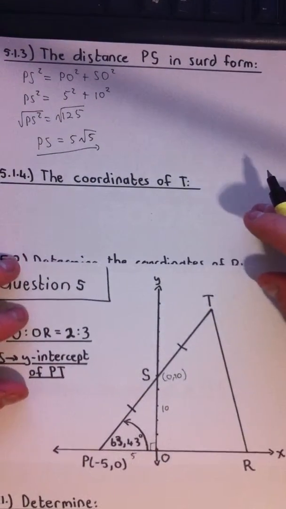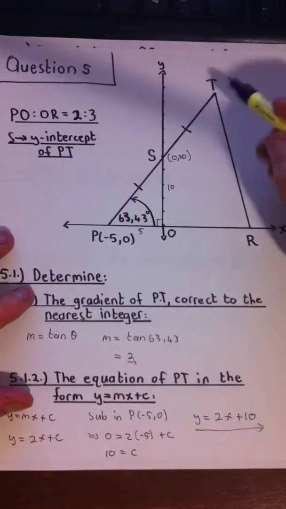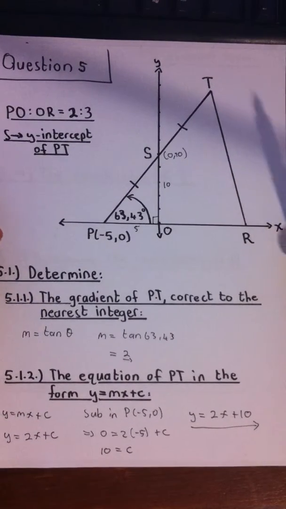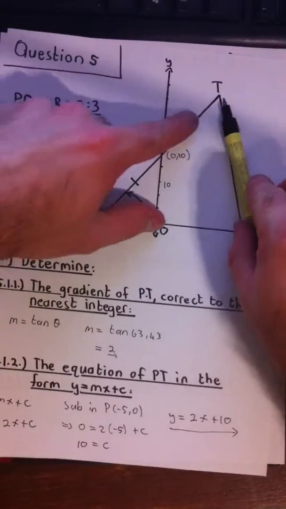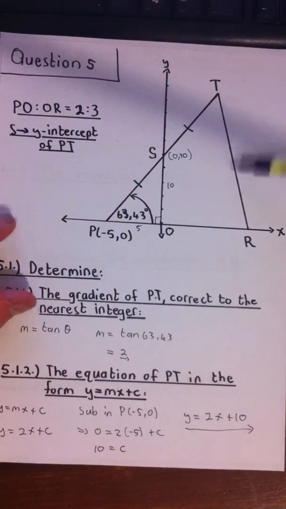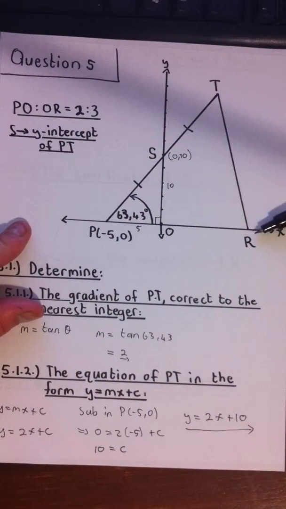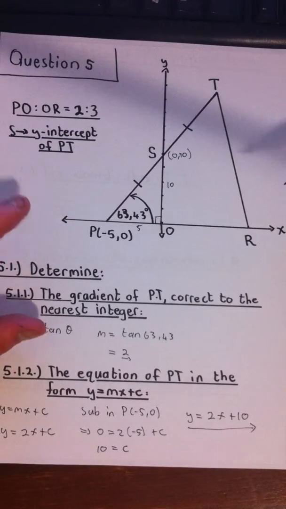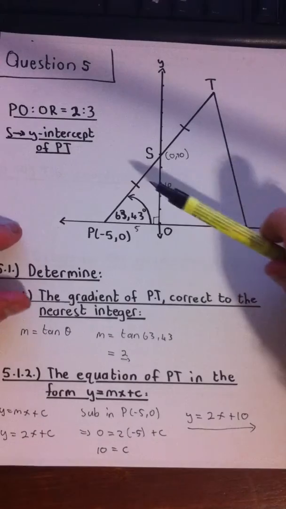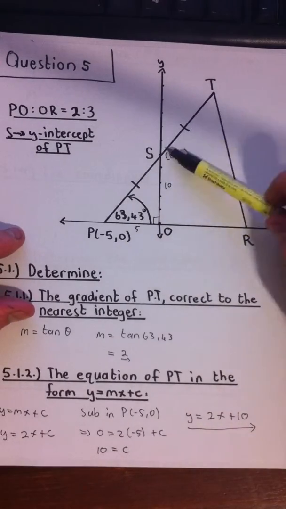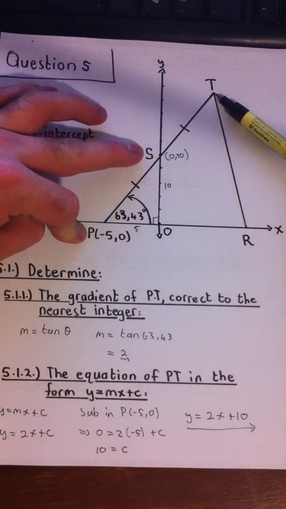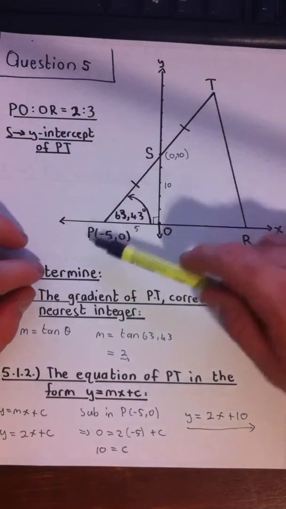5.1.4. The coordinates of T. Here we have T. Now, on first thought, it looks like we probably want to use a simultaneous equation for these two lines to solve it. But then we realize we don't have the equation of TR, and we have no way of finding it because we don't know R, we don't know T. But then we see that these two lines are equal length, and we know P, we know S, so all we need is T, or we can use the midpoint formula.